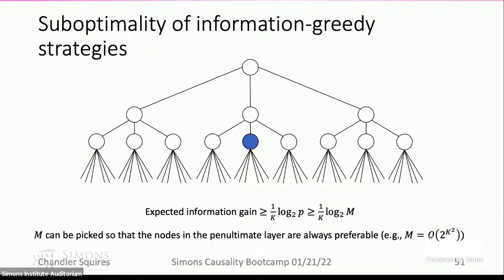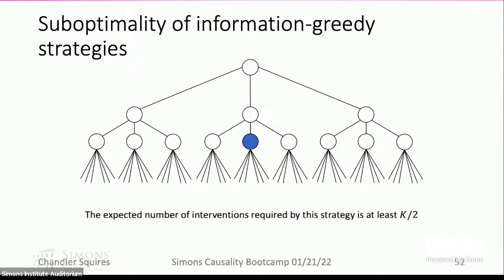So we've established that the penultimate layer, those are the nodes that are going to be chosen. Now what happens is that even if the only possibilities in the true Markov equivalence class were the nodes in that penultimate layer being the root node, we would still only get any single one of those correct 1 over k of the time if we guessed at random. So in expectation, it's going to take at least k over 2 interventions for us to pick out the true root node if you just imagine going from left to right.